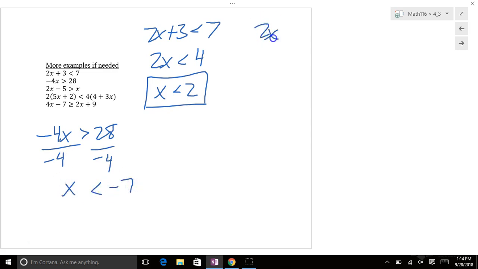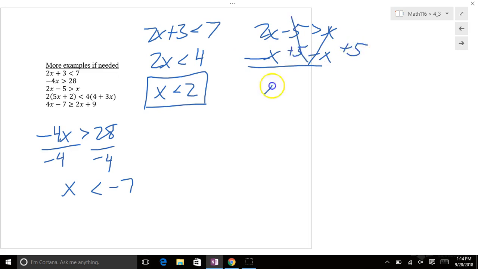Third one, 2x minus 5 greater than x. Get all your x's on one side, get all your numbers on the other. So 2x minus a 1x is 1x greater than 5.